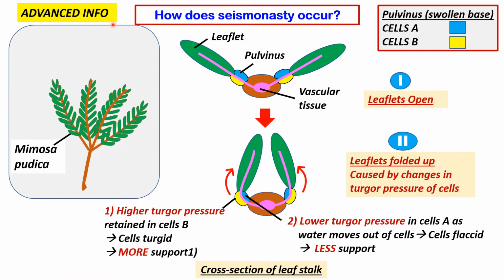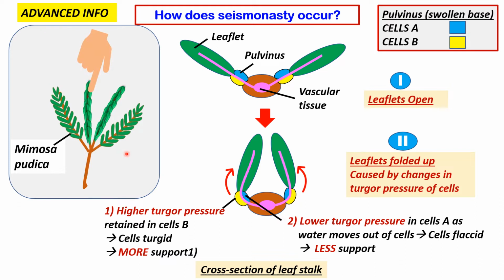Now here's some advanced information. How does Seismo-nasty actually occur? Now we know that in Seismo-nasty, when the Mimosa pudica leaves are touched, they will close like this. So actually, what happens? Now, this is up to you whether you want to study it, but it's good information because it will help you to understand that Seismo-nasty is caused by changes in turgor pressure of the cells at the base of the leaves here.